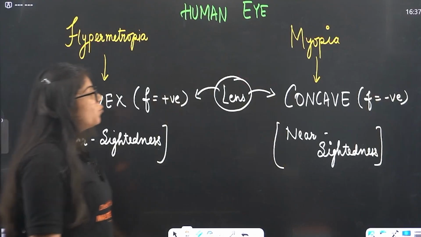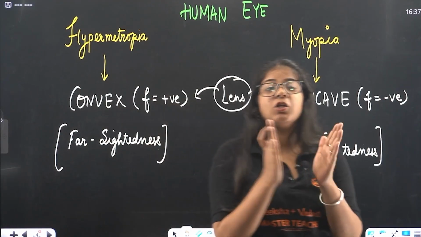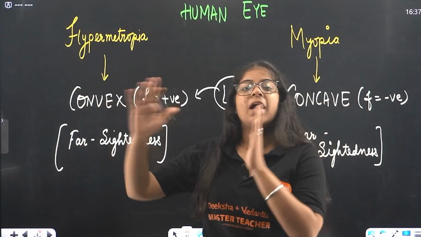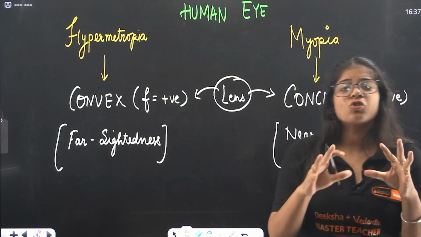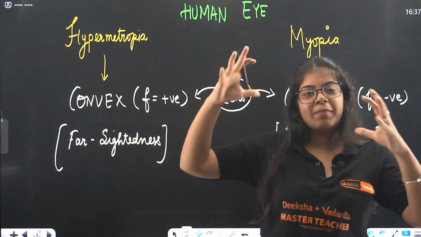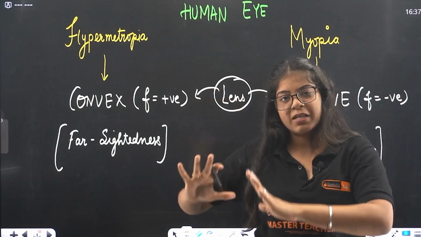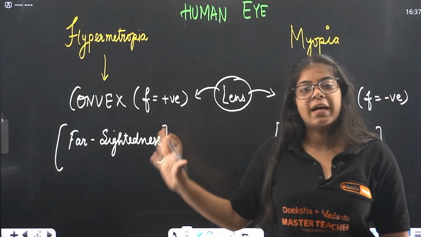Okay. Then moving on to the chapter human eye. All that was the chapter light. Moving on to human eye, we just have two things to remember. The formula is the same: 1/f = 1/v - 1/u. We are using lenses here, right?